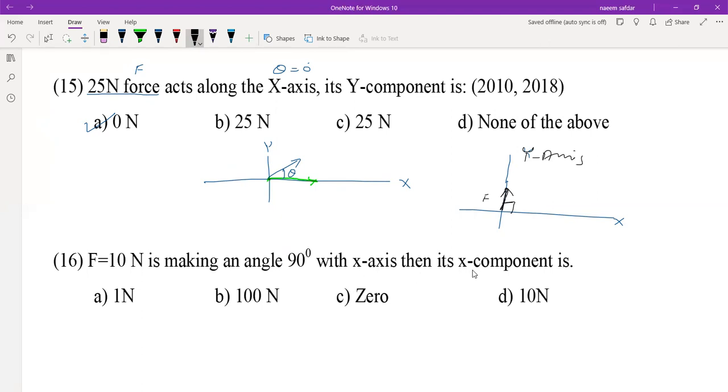Its x component is, so we have to find its x component. अगर फोर्स y डायरेक्शन में हो तो x कंपोनेंट होगा 0, और अगर फोर्स x डायरेक्शन में हो तो y कंपोनेंट 0, और यहाँ पर फोर्स जब x एक्सिस से 90 डिग्री का एंगल बनाएगी तो वो y एक्सिस पर आ जाएगी, तो उसका x कंपोनेंट 0 होगा.